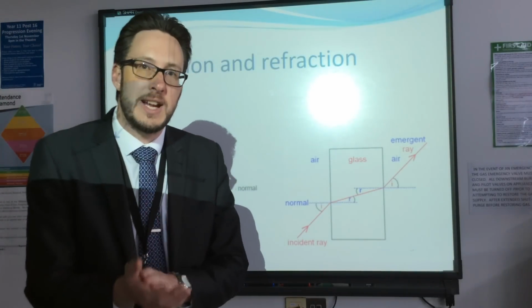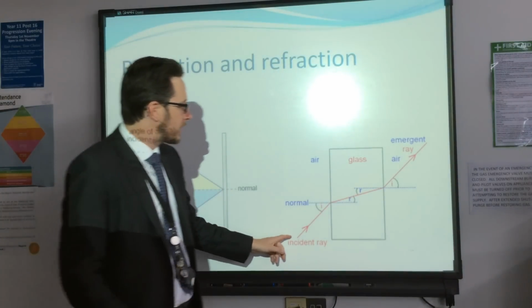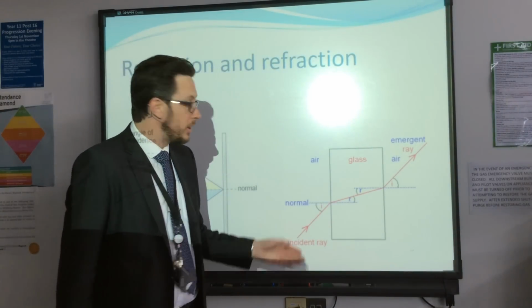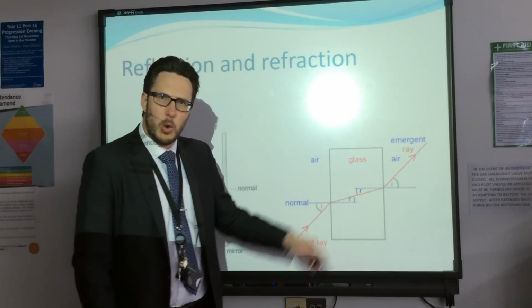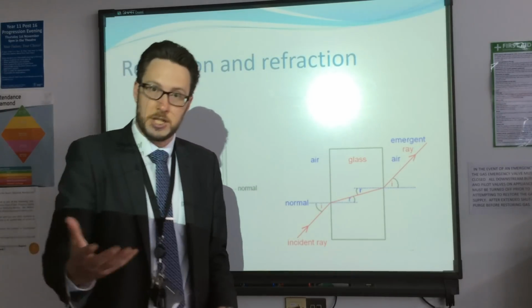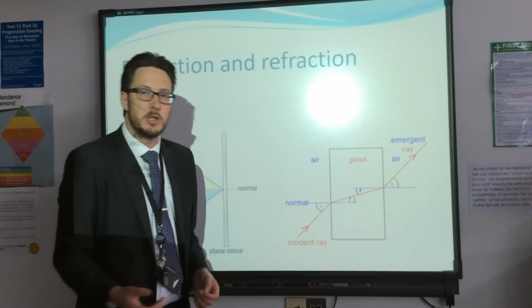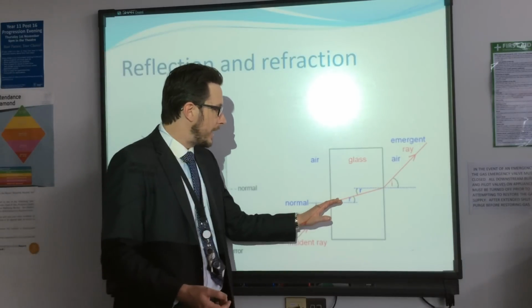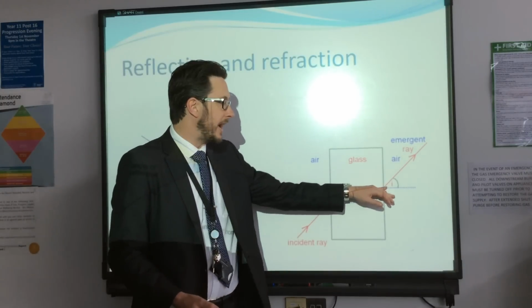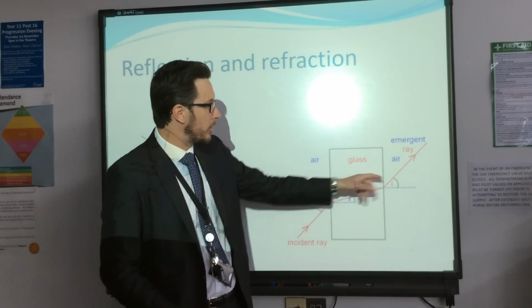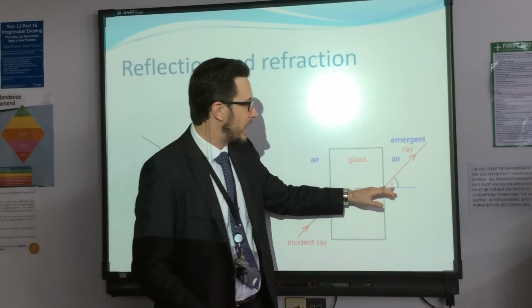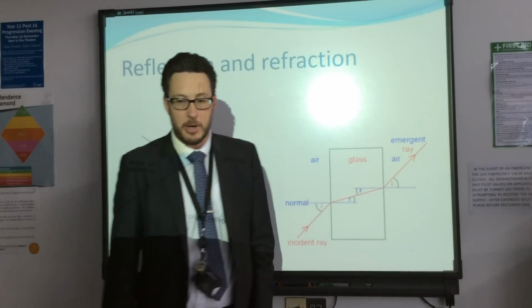Refraction, I'm not going into great detail on, but essentially refraction is because waves change speed when they go from one medium to another, or even water waves change speed when they go from one depth to another. If they hit at an angle, they get bent or refracted. They change the direction they are travelling, and then when they leave, they go from glass to air, the speed changes again, and they're refracted again as they pass out.